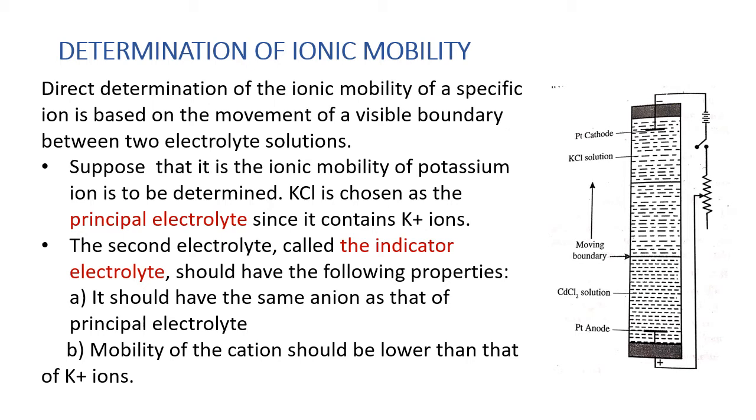And when an external source of EMF is applied, K+ ions move towards the cathode and Cl- will move towards the anode, and along with K+ ions, the slow moving cadmium ions will also migrate towards the cathode. After some time, you can see the boundary moves upwards. If you measure the distance moved by the boundary, and if you know the applied EMF, you can calculate the ionic mobility.